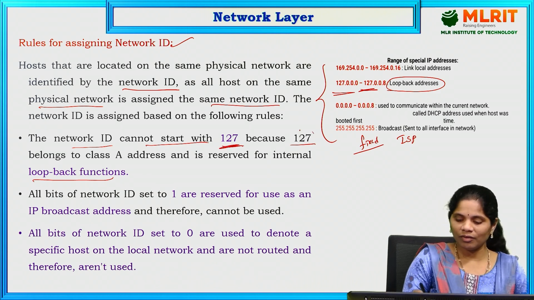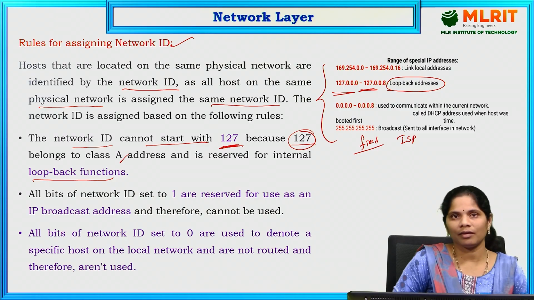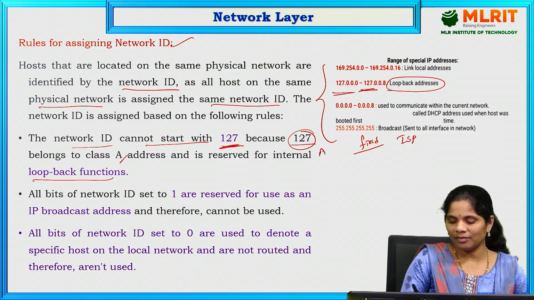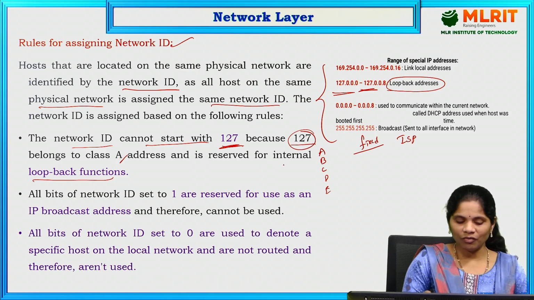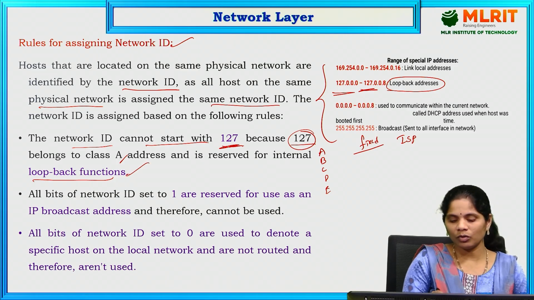So 127 comes in which class? Class A. Classes A, B, C each have a range, and we will see the range in the next slide. It is reserved for the internet loopback function. That's why we are not using the 127 address.